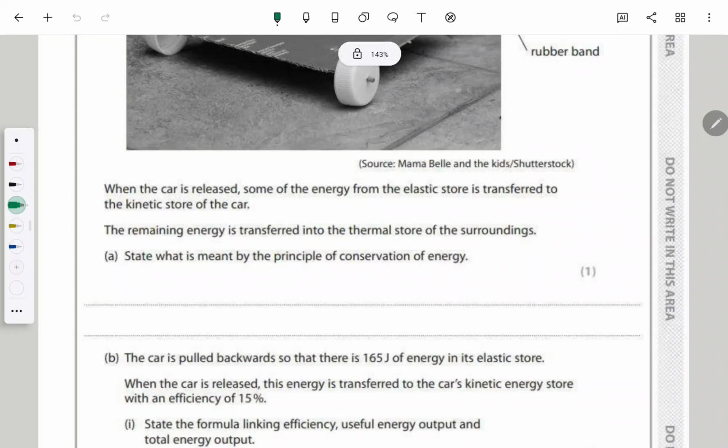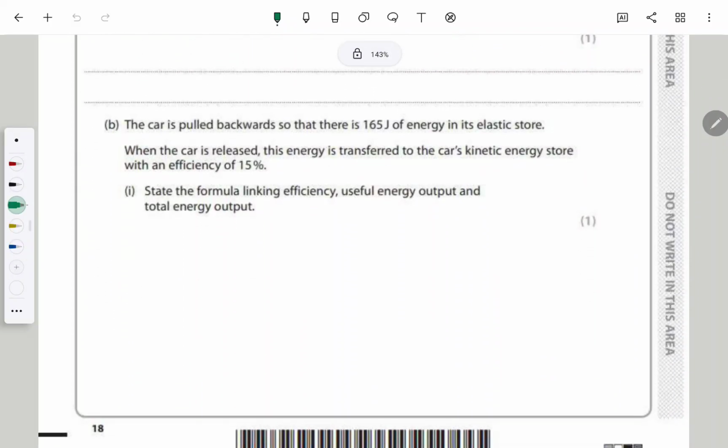You need to define the principle of conservation of energy, which says energy cannot be created or destroyed, but transferred from one store to another. You just need to write what I said. The car is pulled backwards so that there is 165 joules of energy in its elastic store. When the car is released, this energy is transferred to the car's kinetic energy store with an efficiency of 15%. State the formula linking efficiency, useful energy output, and total energy output.